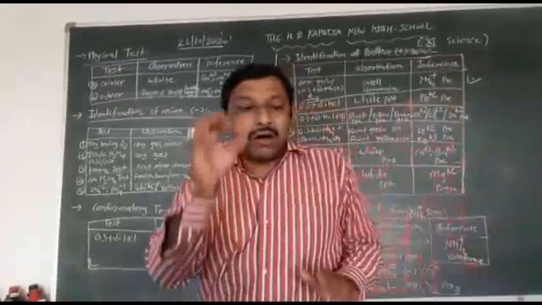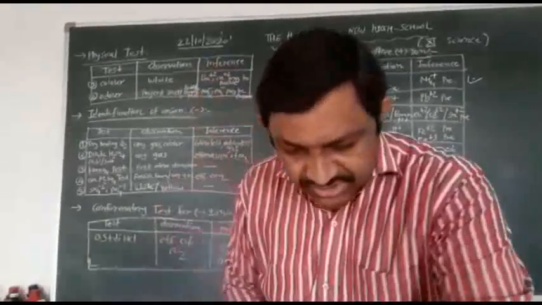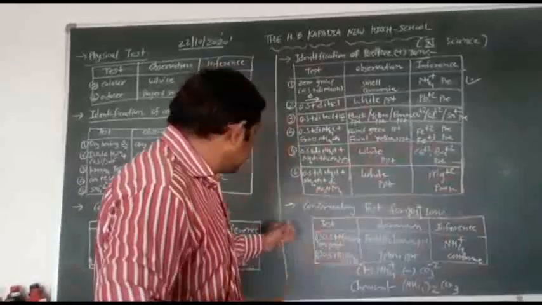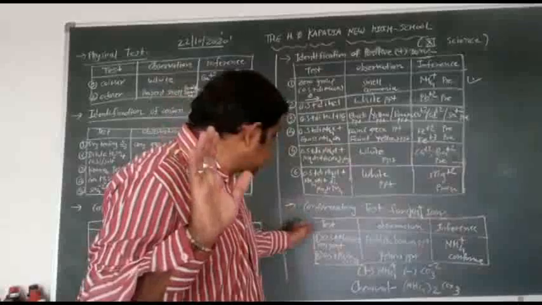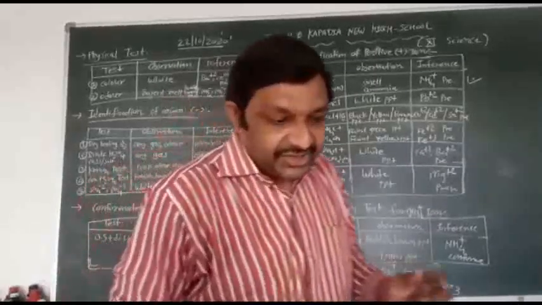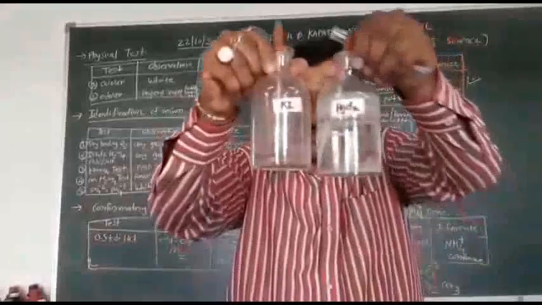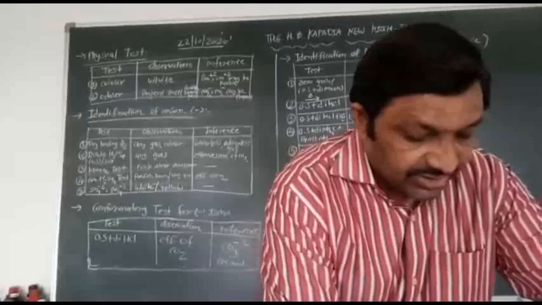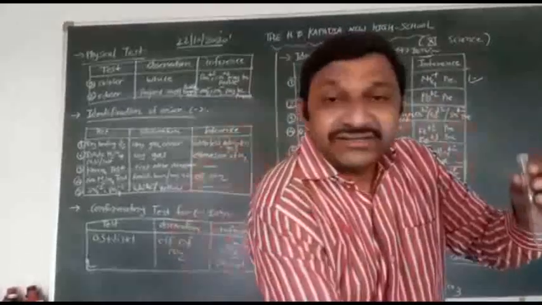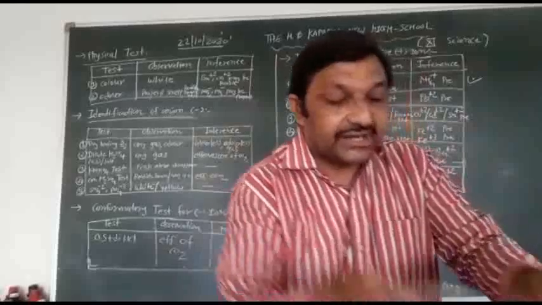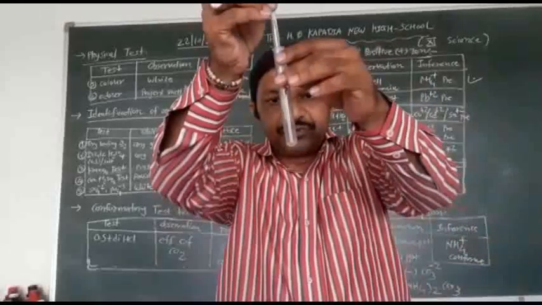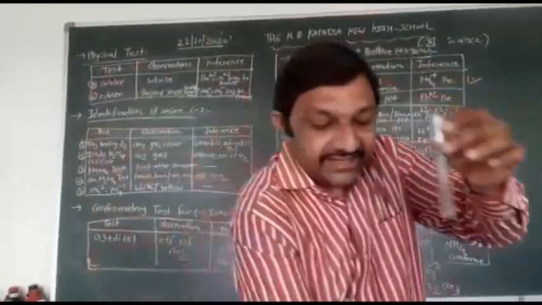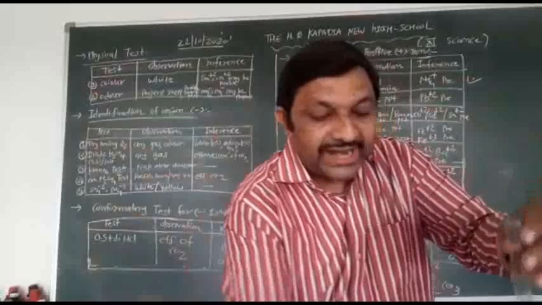Now listen, how to prepare Nessler's reagent. In the confirmatory test, first I will give you instructions on how to prepare Nessler's reagent. Here are two bottles, HgCl2 and KI. You have to take some amount, I think 4 or 5 drops of HgCl2, in your test tube to prepare Nessler's reagent. Here is your HgCl2. Now add KI.